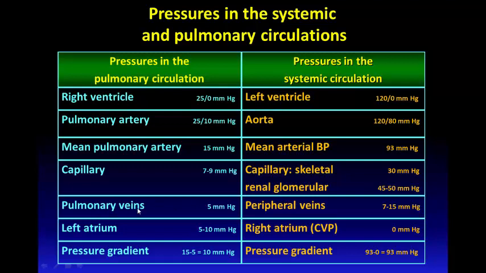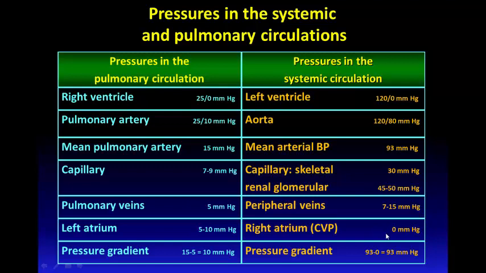The pressure in the pulmonary veins is normally approximately 5 millimeters of mercury, and in the peripheral systemic veins is about 7 to 15 millimeters of mercury. Pressure in the left atrium is about 5 to 10 millimeters of mercury, and in the right atrium the pressure, which is known as the central venous pressure, is about the atmospheric pressure.